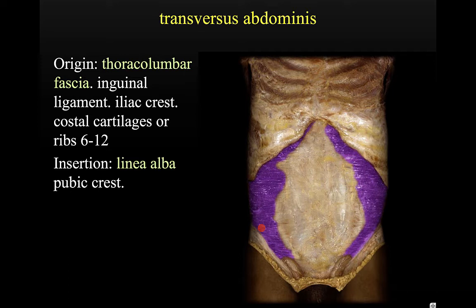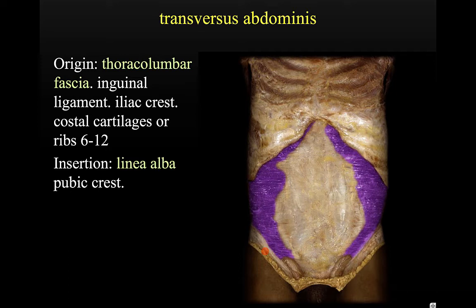Deep to that, we have the transversus abdominis, and this one should look a little bit different than the others. The others ran obliquely. That was a diagonal grain to the musculature, and this one seems to run from side to side, from medial to lateral or lateral to medial, depending on how you want to look at it. In this case, the origin again is the thoracolumbar fascia, which will be on the back. Obviously, lumbar suggests it would be. The inguinal ligament, the iliac crest, all of that is shared with the internal oblique, but it's also going to originate on the costal cartilages or ribs, numbers 6 through 12.